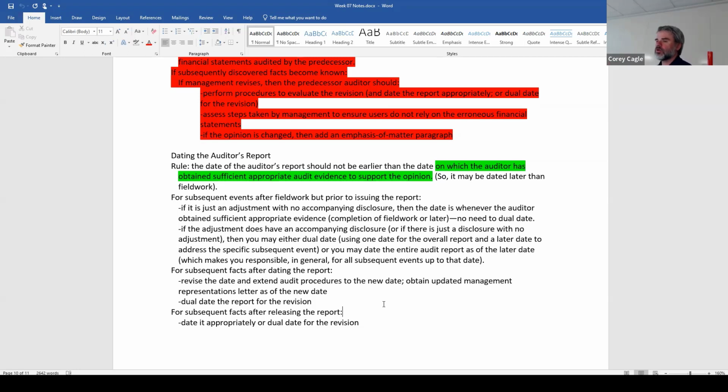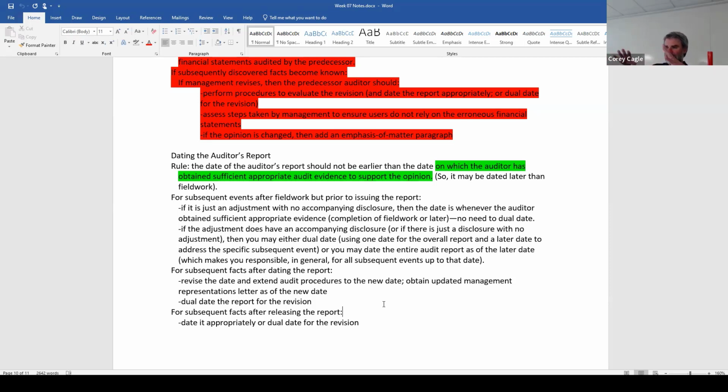All right. So now we've got subsequent events happening. What does that do to our date? So if we've got subsequent events after so-called field work, but we haven't issued the report yet, there are some what ifs here as far as dating the report. If we're just going in and adjusting a number and there's no financial statement disclosure in the notes specifically related to that, then the date is just whatever date you deem yourself to have obtained sufficient appropriate audit evidence, completion of field work or possibly later. The point there is there's no need to dual date this new thing.